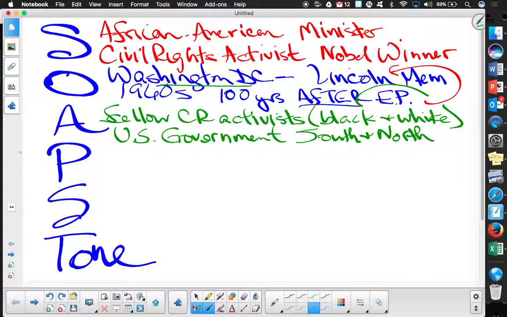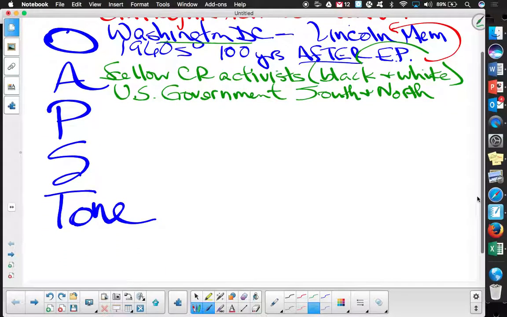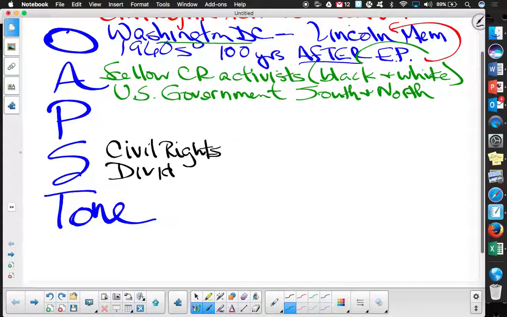Purpose, I'm going to hold off on a little bit. I can save that one for last. Subject, usually pretty straightforward. What is the subject? What's he speaking about? Civil rights? It's basically that once all this is over, he wants men and women of all colors to come together and be happy. So he's speaking about a divided nation.